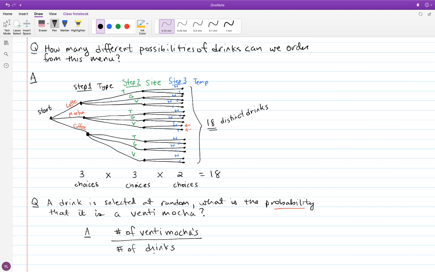And this is a very, very common computation when you're thinking about computing probabilities from finite sets like this. If you have a finite number of possible outcomes and you want to know the probability of a specific set of outcomes, you just divide like this. So the answer here is going to be 2 over 18, or 1/9, which is approximately equal to 0.11, so like an 11% chance that you're going to get a venti mocha.